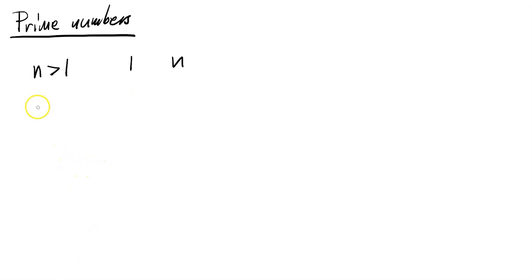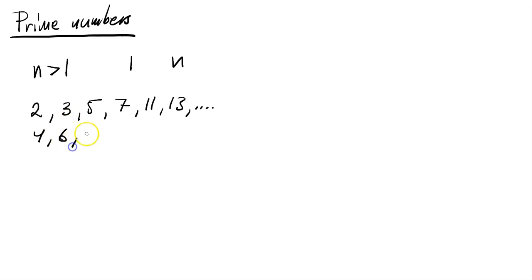That means, for example, that the prime numbers are 2, since 2 is only divisible by 1 and itself. And that's the only even prime number that exists. All the other prime numbers are odd. And 3, 5, 7, 11, 13, and so on. And the composite numbers are the remaining numbers larger than 1: 4, 6, 8, 9, 10, 12, and so on.